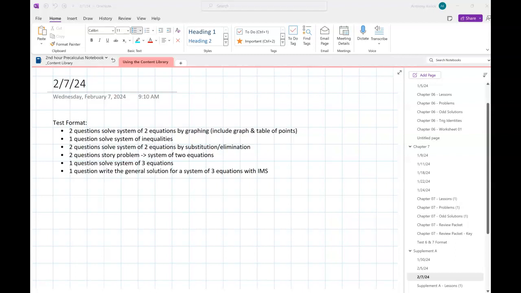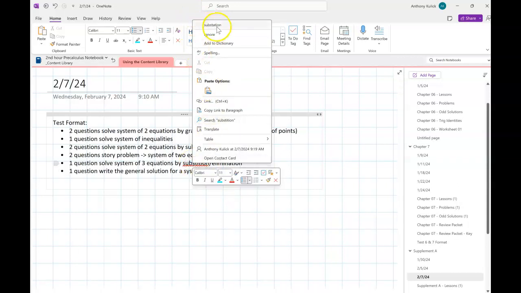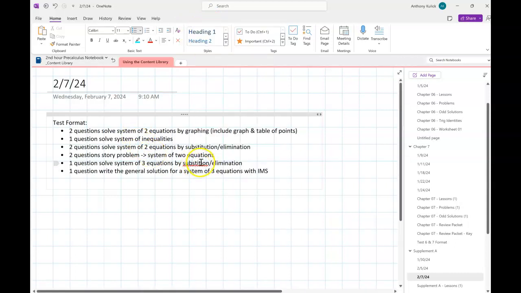One question I ask you to solve the system of inequalities. Again, just like you did on the homework quiz. You have 2 questions where we want you to solve the system of 2 equations by substitution or elimination. So those will be 2 variable systems. And then 2 questions where I give you a story problem. From that story problem, you'll write a system of 2 equations and then solve that.